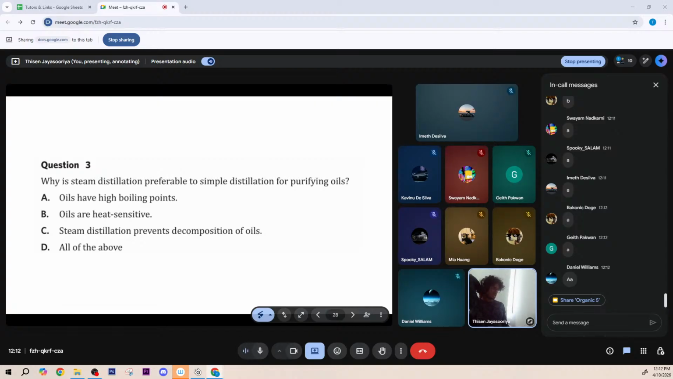Here, why is steam distillation preferable to simple distillation for purifying oils? A, oils have a higher boiling point. B, oils are heat sensitive. C, steam distillation prevents decomposition of oil. D, all of the above. What do you guys think? A, B, C, or D?